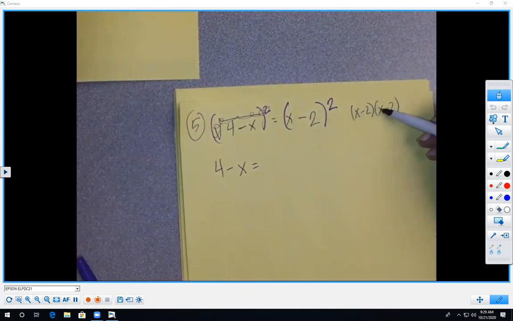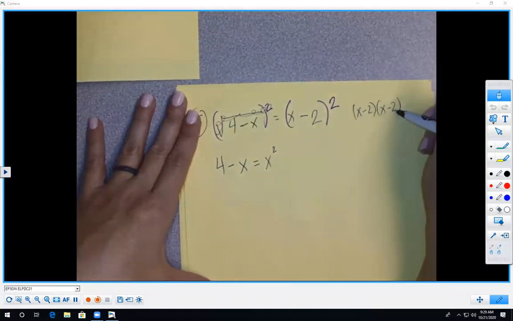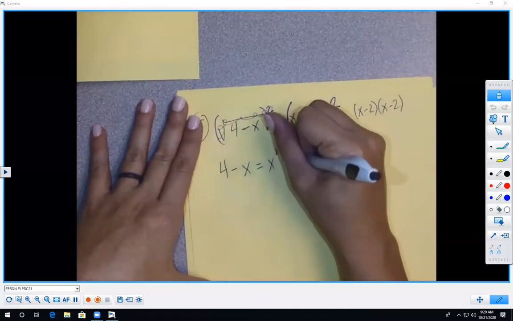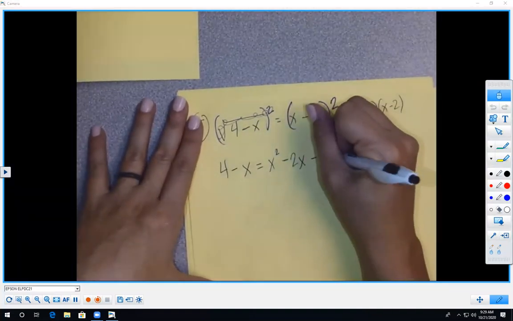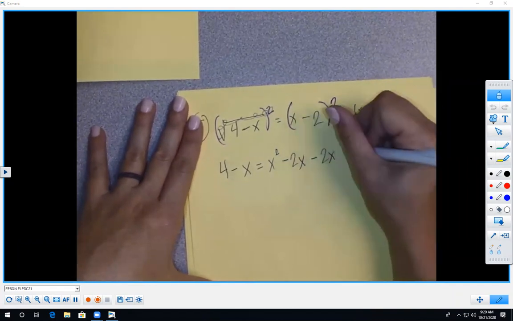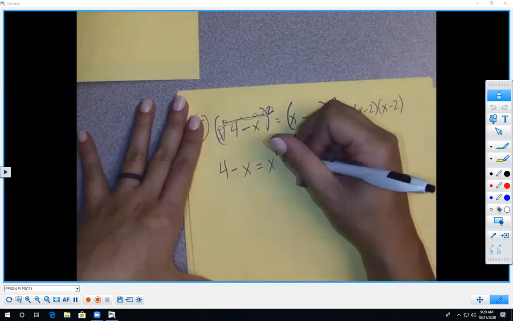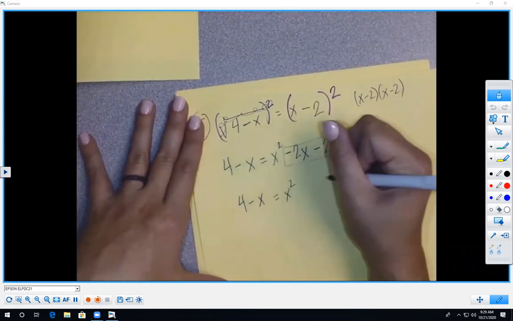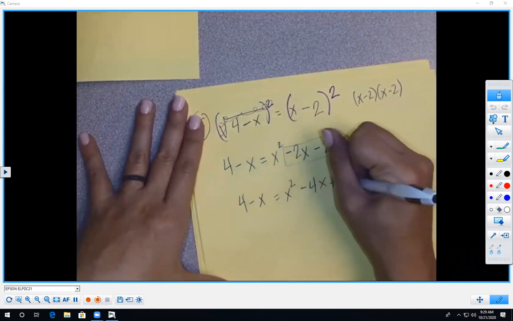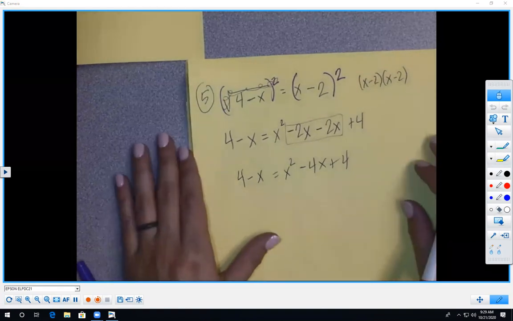Okay, so x times x is x squared. x times negative 2 is negative 2x. Negative 2 times x is negative 2x. And negative 2 times negative 2 is positive 4. I can combine those two middle terms. Now we get 4 minus x equals x squared minus 4x plus 4. What kind of equation do I have here now?